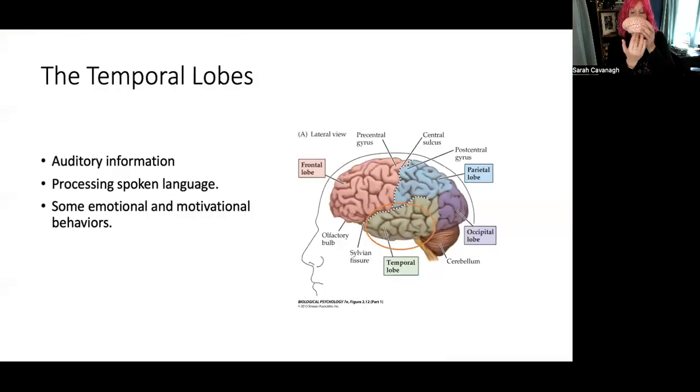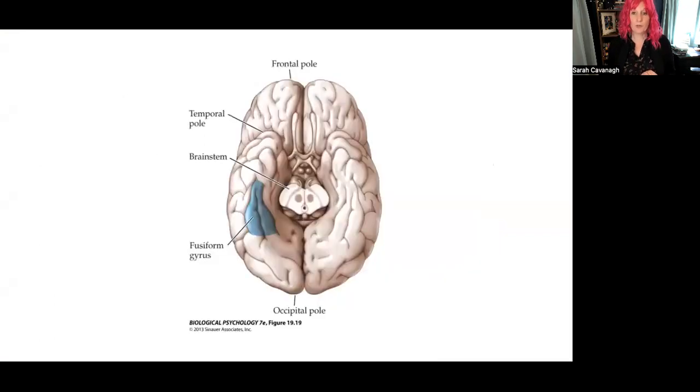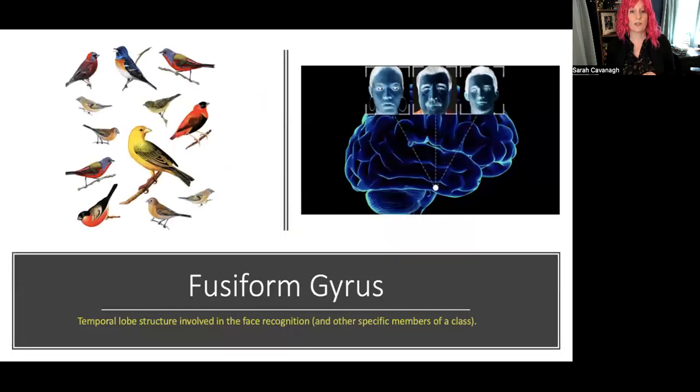Coming down underneath the brain are the temporal lobes. We have one on each side. A lot of auditory information is processed in the temporal lobes, which kind of makes sense because it's near the ear. There are also many regions here involving understanding and producing spoken language and some emotional and motivational behaviors. One interesting structure within the temporal lobes is called the fusiform gyrus, and you can see it depicted here in blue. The fusiform gyrus is a temporal lobe structure involved in facial recognition, being able to tell you're my sister, you're my teacher, and you're my friend, just by looking at someone's face.